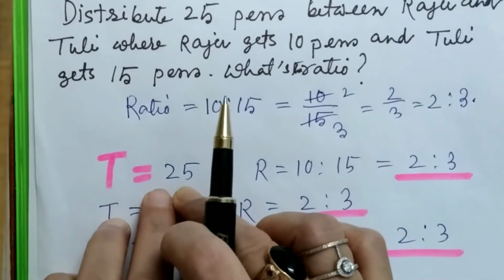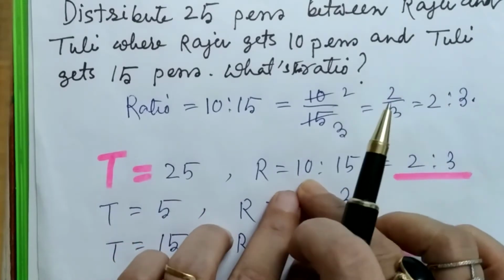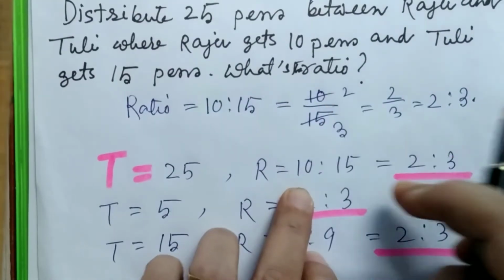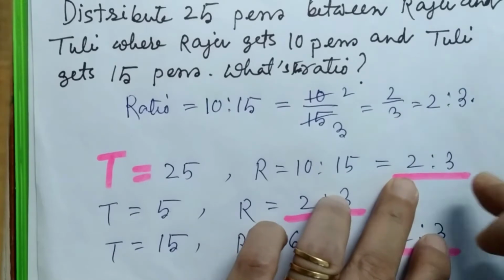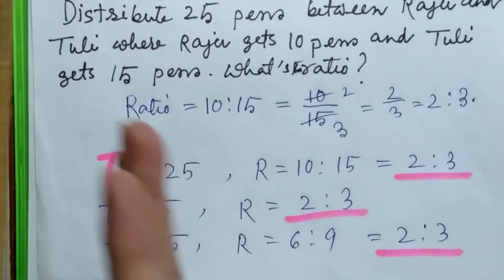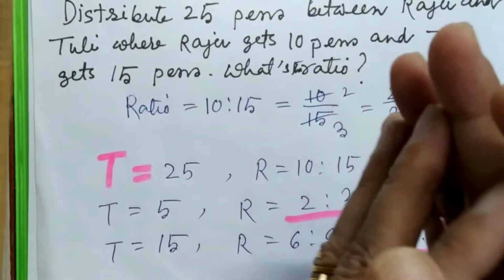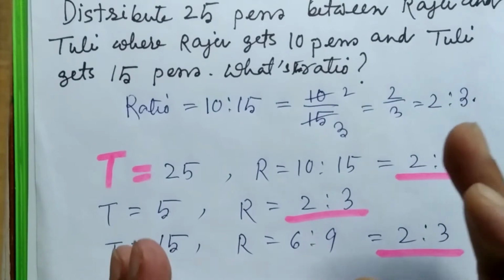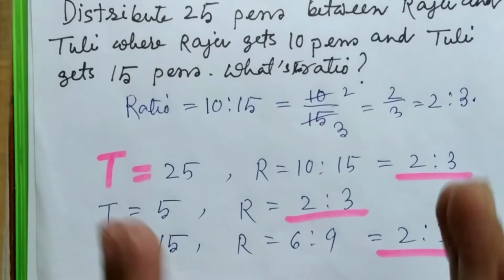So if the total number of things is given, then only can we say the exact numbers. Otherwise, by seeing the ratio only, we can't say. If the total is given as 25, then we can say the exact distribution, 10 and 15: how many pens Raju got and how many Tuli got. Otherwise, if only the ratio is given, we can't say that Raju gets 2 pens and Tuli gets 3 pens. Understand?